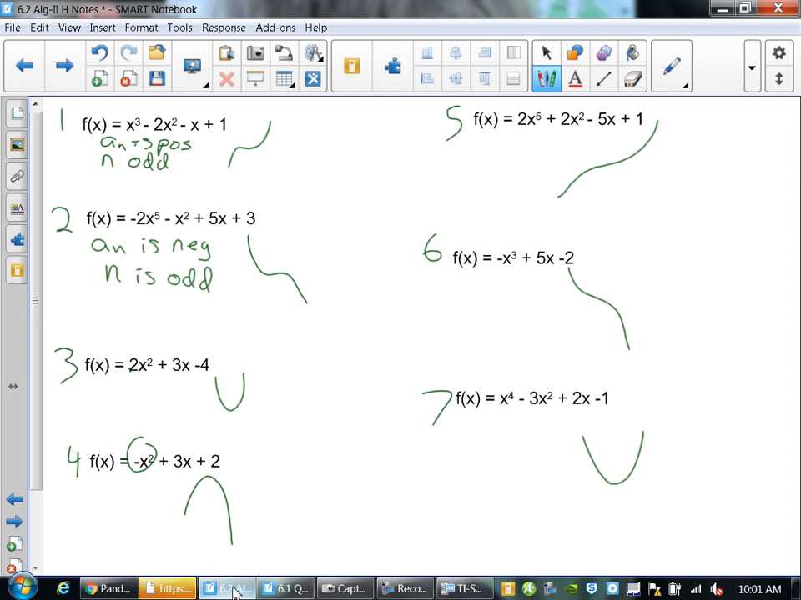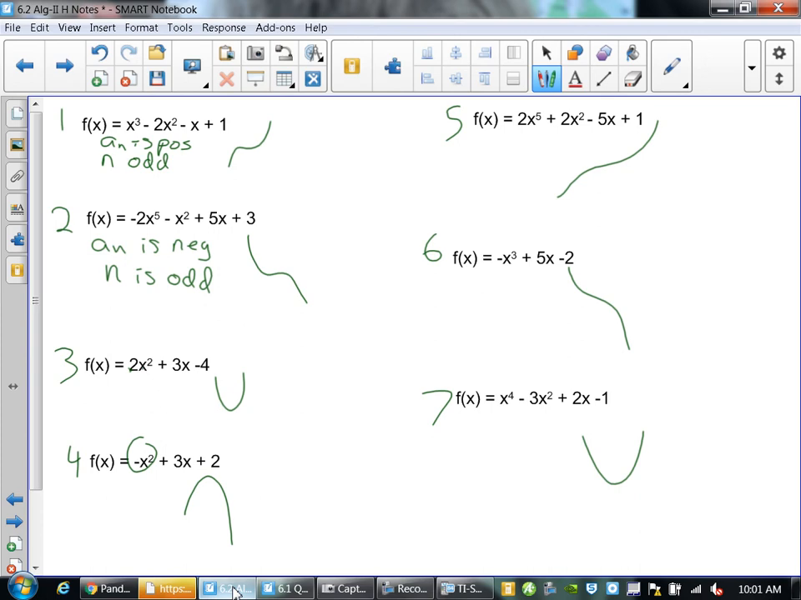If you are even and positive, you are pointing what direction? If you are even and you are negative, you are pointing down. If you are odd and positive, which way are you going? One up, one down, going from left to right. And if you're the other way, right to left. That's all it is. So put that all together.